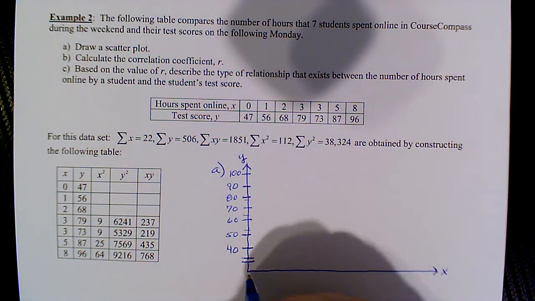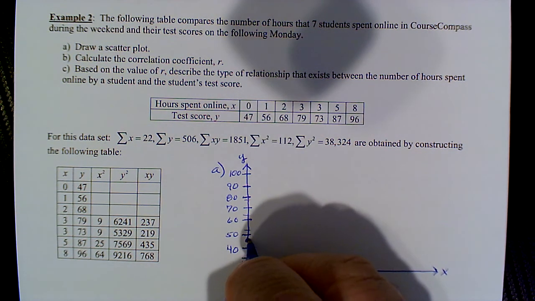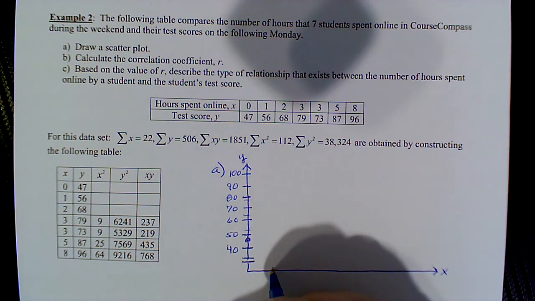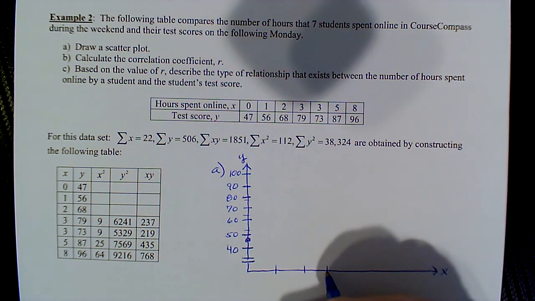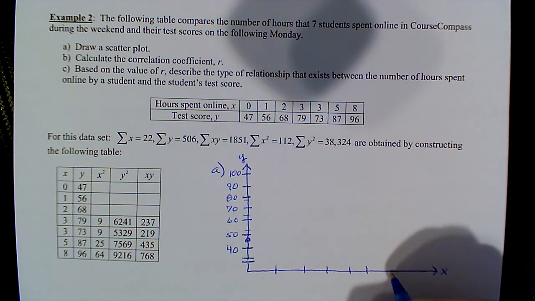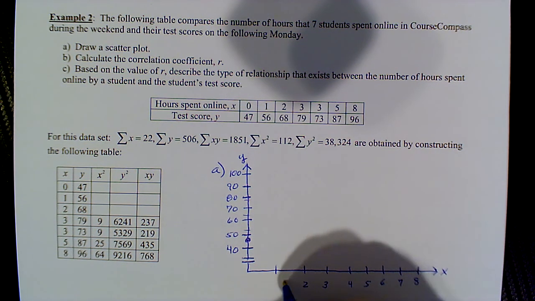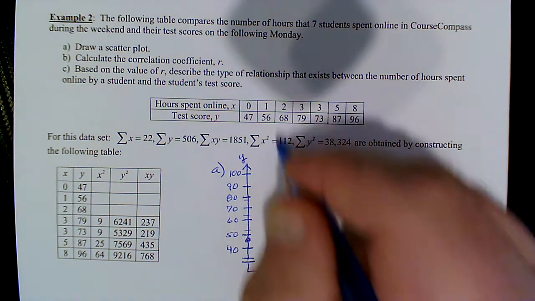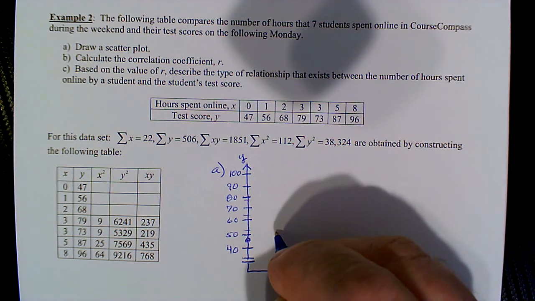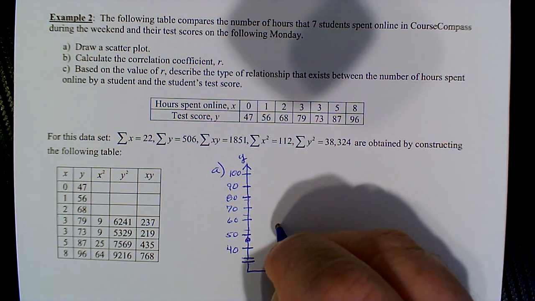0 and 47, be right around there. Okay, so we're going up to 8 hours of studying. So 1, 2, 3, 4, 5, 6, 7, 8. Okay, so 1 hour, 56 was their scores, right around there.